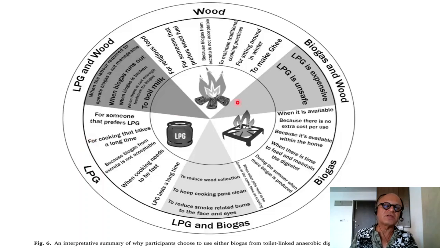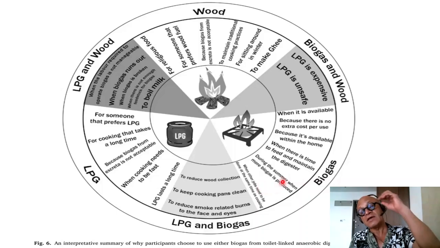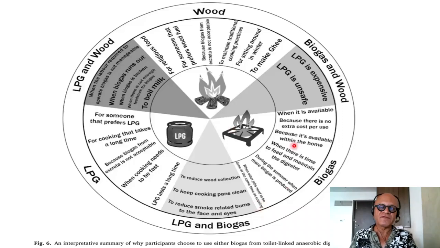Okay, so just looking at biogas, LPG is expensive and LPG is unsafe. That's the kind of perception. So biogas and wood are preferred in that sense. Biogas, when it is available, because there is no extra cost per use, because it is available within the home, when there is time to feed and maintain the digester, during the summer when more biogas is produced, and when other jobs need to be done at the same time as cooking. So those are kind of the reasons provided by people who were asked these questions.